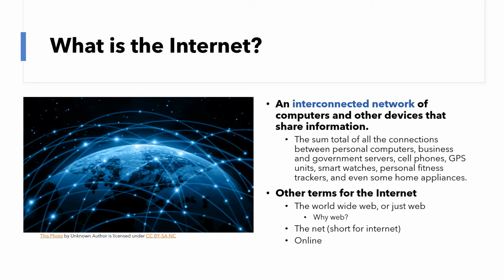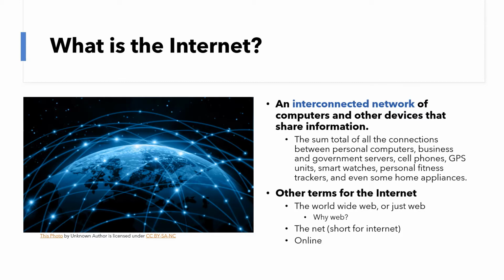So let's start by asking the question, what is the internet? The internet is not any one particular place or any one thing that your computer and other devices look at. When we talk about the internet, what we mean is that it is an interconnected network of computers and other devices that share information. So you can see from those words, interconnected network, where we get the term internet.